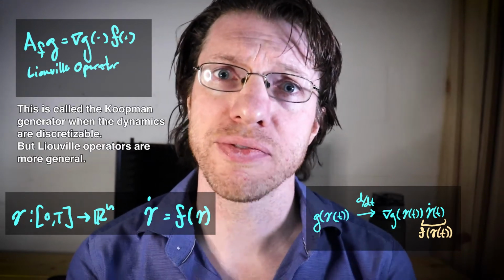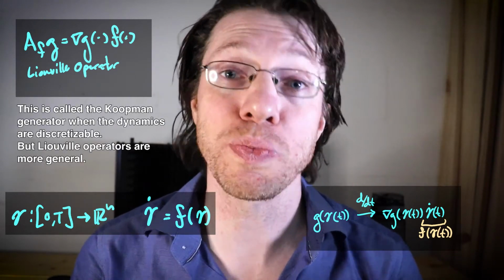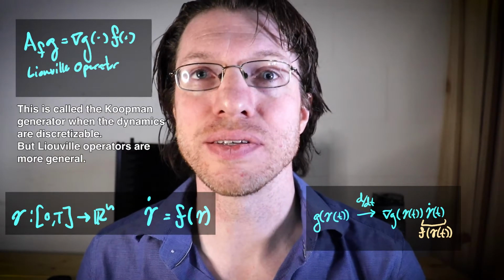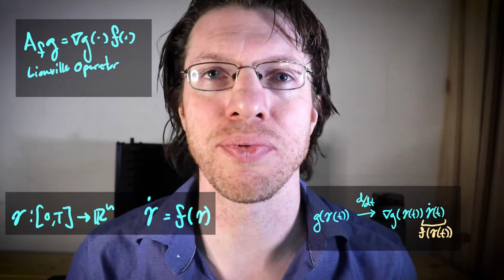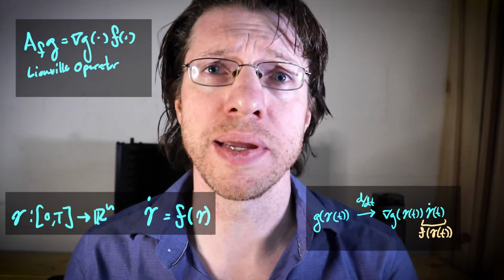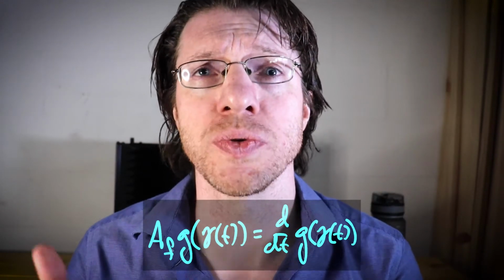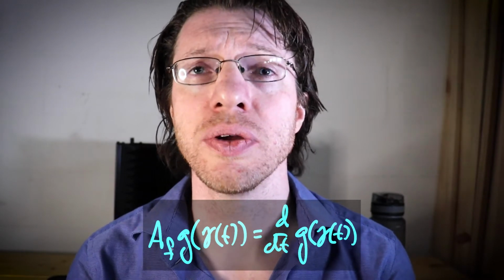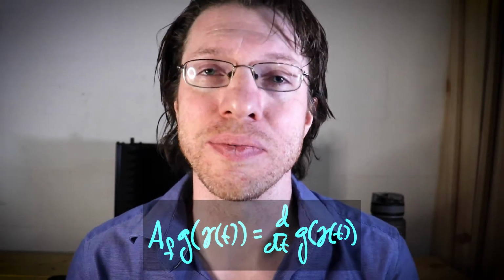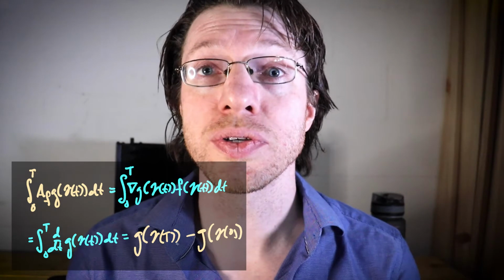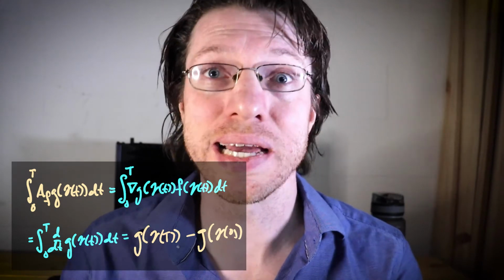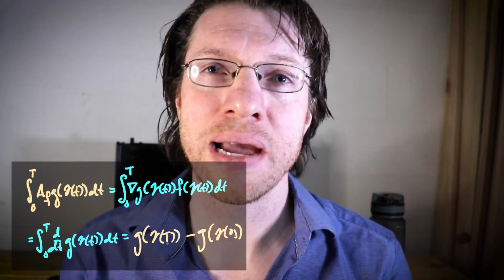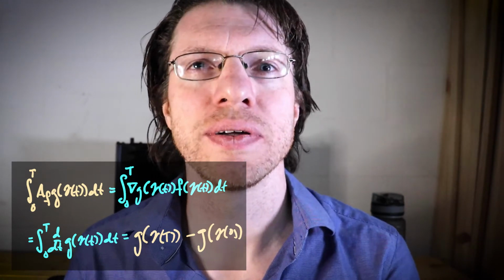g times f. Now, if you take a trajectory that corresponds to this dynamical system and you look at it from, say, 0 to capital T, if you plug that into this operator, this will ultimately end up being just the time derivative of g composed with gamma of t. And so then you can use an integration from 0 to T in order to extract some information out of it. And so we know that that integral then would end up giving you g of gamma of big T minus g of gamma of 0.